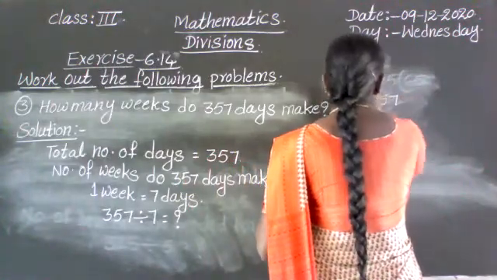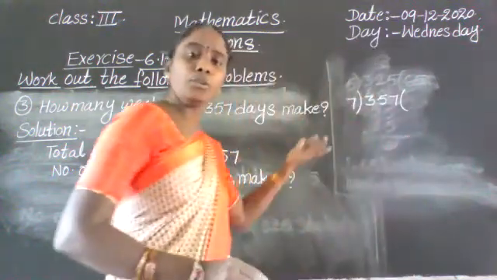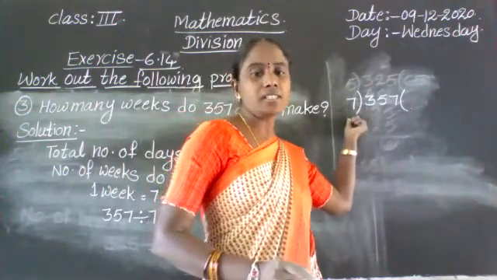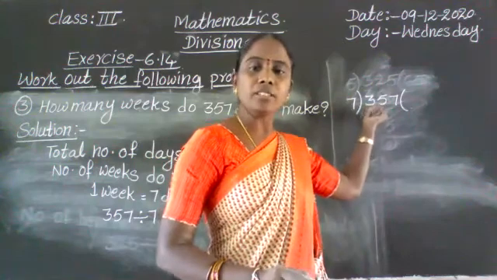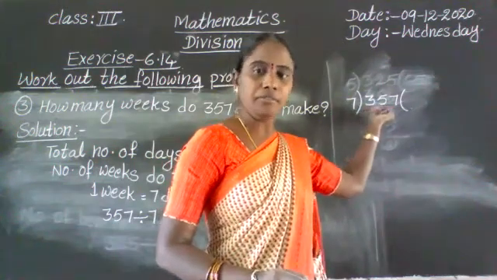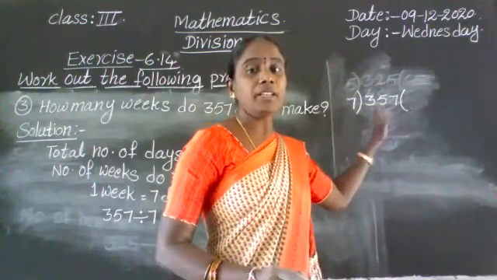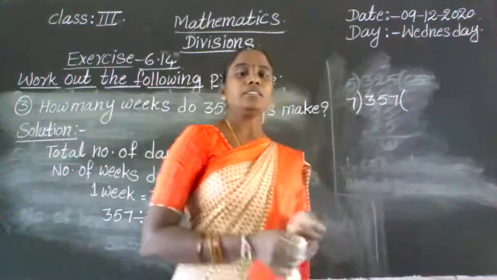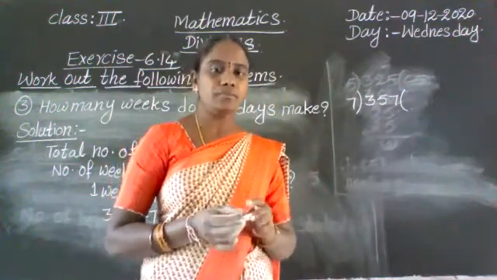357 divided by 7. How to do division? You know very well, children. First, here 3 is less than 7. So we have to take a 2-digit number. What is the 2-digit number? 35. 35 divided by 7. What is the quotient? Say, children. 35 divided by 7. What is the quotient?